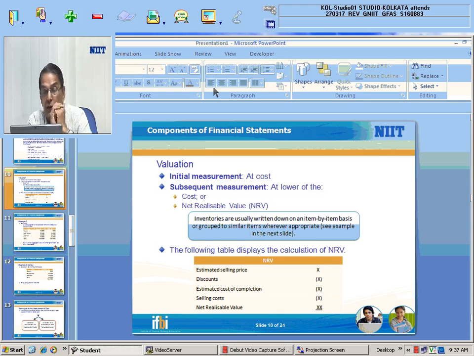Now please understand how the net realizable value is calculated or estimated. It is basically an estimate. How is it estimated? We look at the estimated selling price of the inventory, how much the inventory can be sold for in the market. So the business will have to try to estimate, if they sell the inventory, how much they will be able to sell it for. And for selling, if they have to provide a discount, then the discount should be reduced from the estimated selling price.